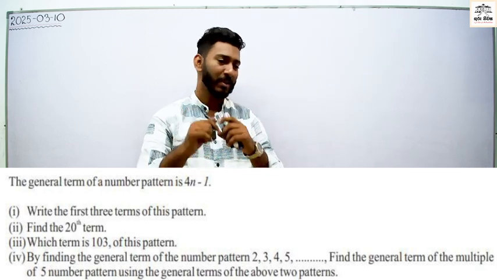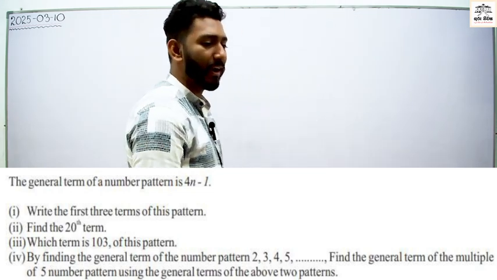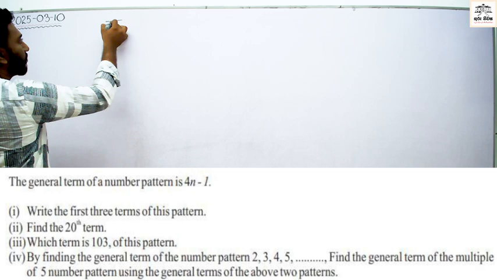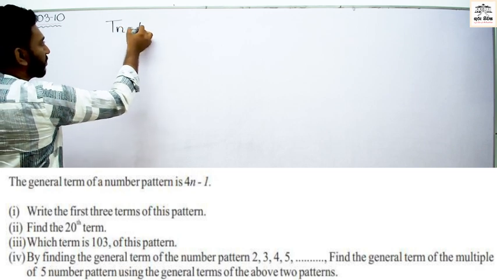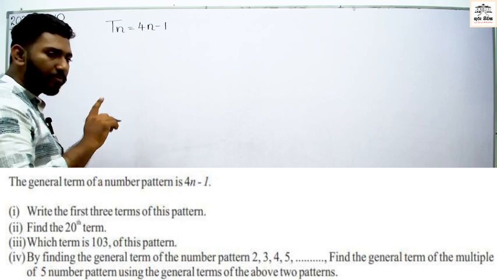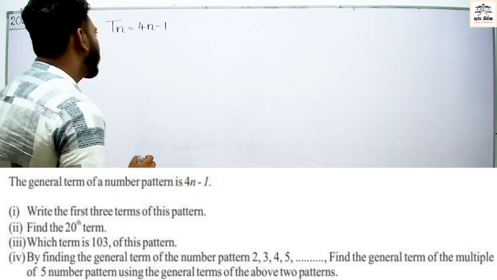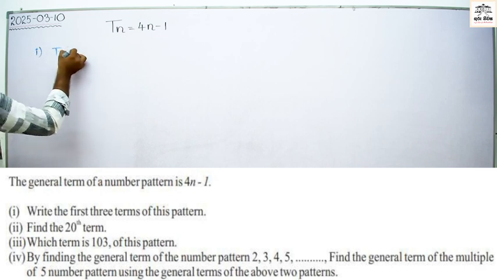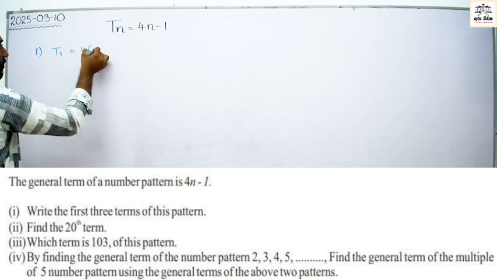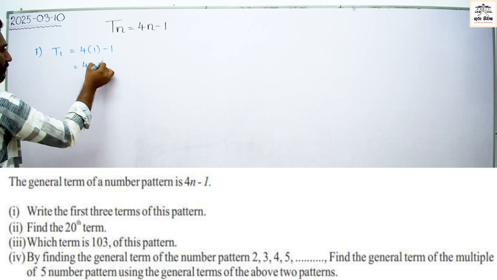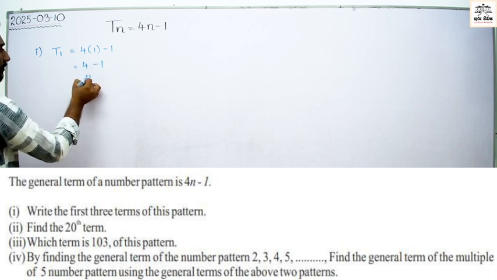The general term of the number pattern is 4n minus 1. Tn equals 4n minus 1. This is the general term. And write the first three terms of the number pattern. That one's very easy. How to write the first term? T1 is equal to 4 times 1 minus 1. Therefore, 4 minus 1. Then the answer is 3.